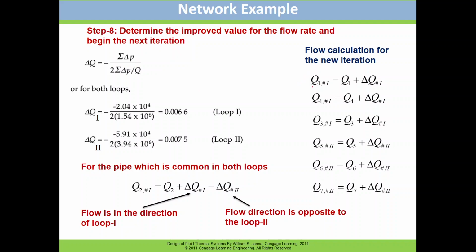When we correct it, we need to find the new value for Q1, Q2, Q3, Q4, Q5, Q6 and Q7. After finding the delta Q for loop 1 and delta Q for loop 2, to find the new value we simply add the delta Q. So this is the Q1 that we already have, and when we add delta Q for loop 1, we get the new value of Q1. Similarly, when we add the delta Q in Q4, we get the new value of Q4.